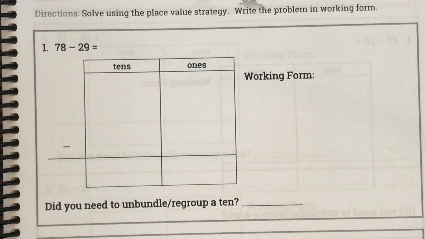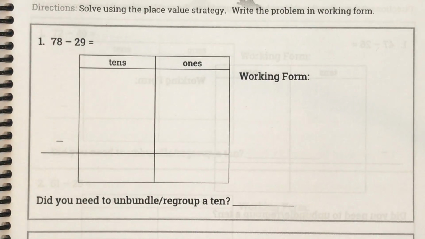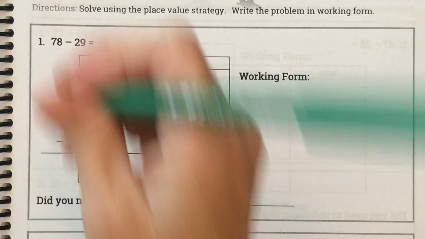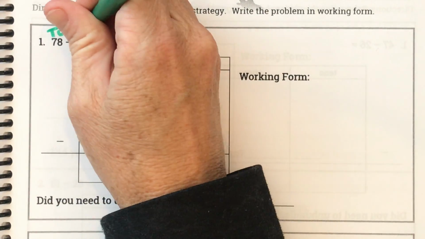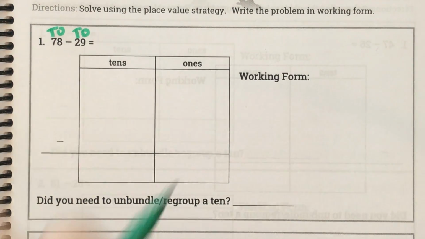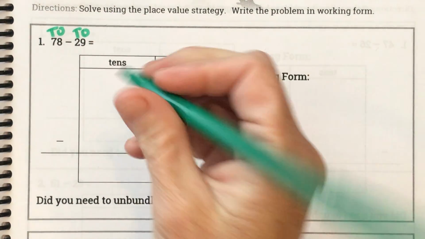We are on page 72 today. Page 72. And here's our first problem. Okay, we have 78 subtract 29. So let's put our place values on top of those. Okay, so for 78, we have 7 tens is 70.